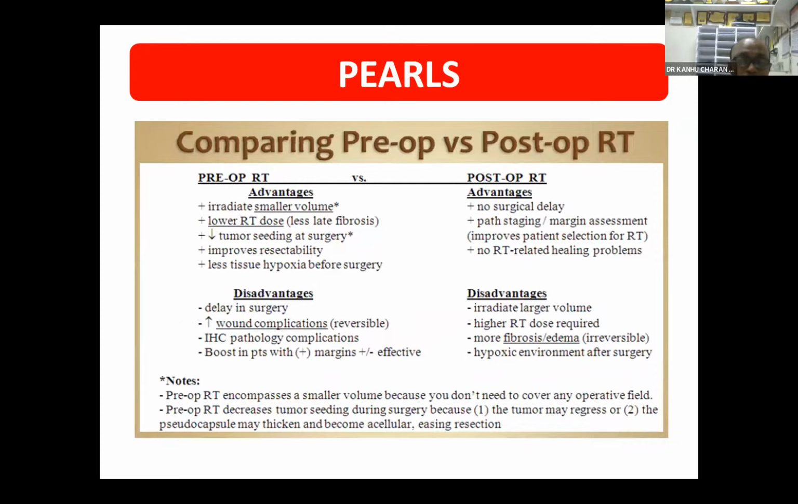Pre-op versus post-op. Advantages of pre-op RT: smaller volume, lower radiation dose, decreased tumor seeding at surgery, improved resectability, less tissue hypoxia before surgery. Advantages of post-op RT: no surgical delay, pathological staging, margin assessment possible, no RT-related healing problems. Disadvantages of the pre-op setting: delay in surgery, increased wound complications, and in patients with a positive margin, again you have to give a boost of radiation.